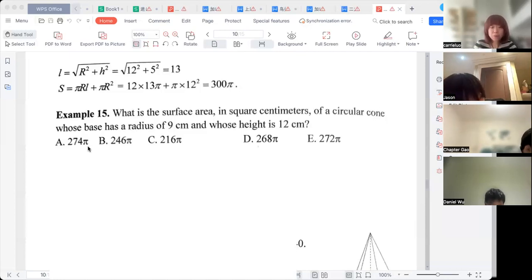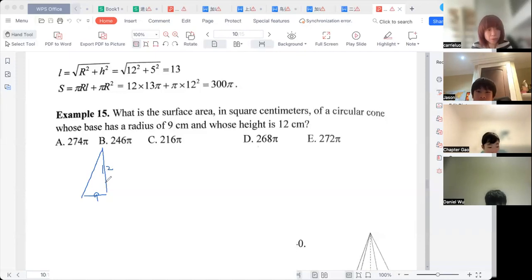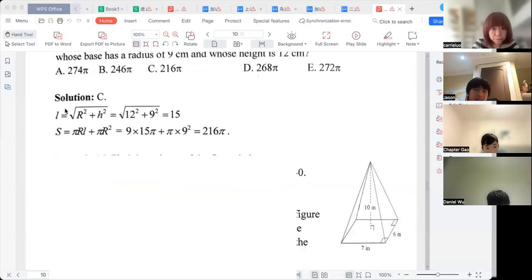This is very easy, can everyone do it? It's exactly the same as the previous question. Very easy, done. Yes. The radius is 9 and the height is 12. So this is 9. This is 12. The length equals what? The L equals 15, right? So basically it's 9 times 15 times pi plus pi times 9 squared. Okay, so it's 81. That's the same, right? Okay, so let's take a look at number 16. So it's C, right? Yes.